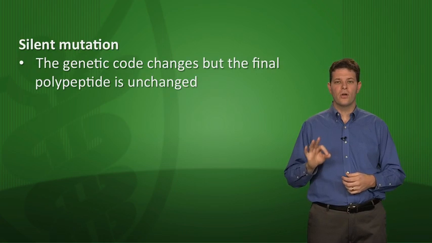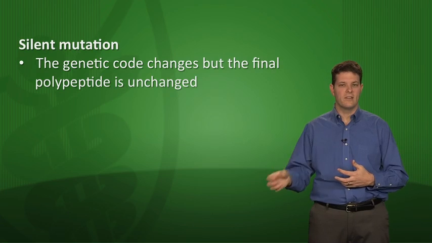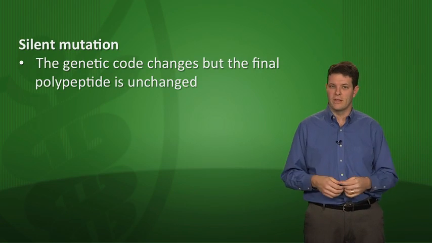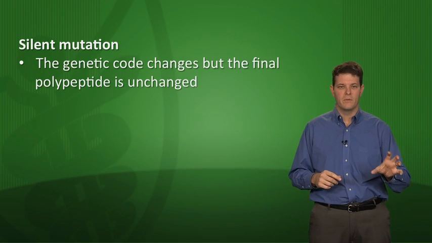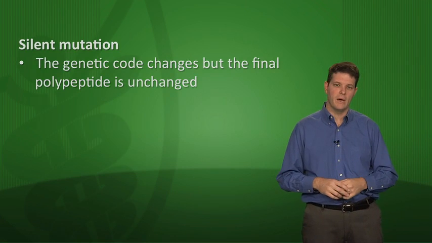It's often the third base in the codon triplet that's variable. For example, if the first two bases are cytosine-cytosine, that's going to code for the amino acid proline, regardless of what the third base is. So if there's a single base change that happens to fall on the third base in that reading frame, it may not affect the protein product whatsoever. It's not always the case, but it does frequently happen.